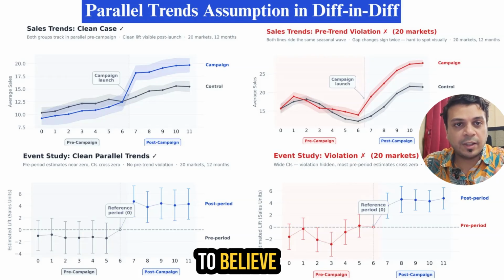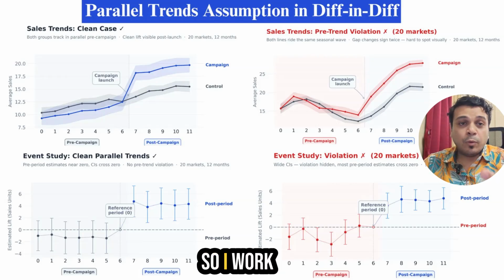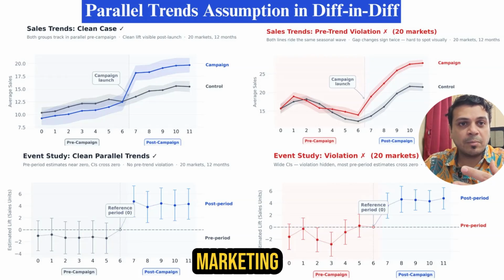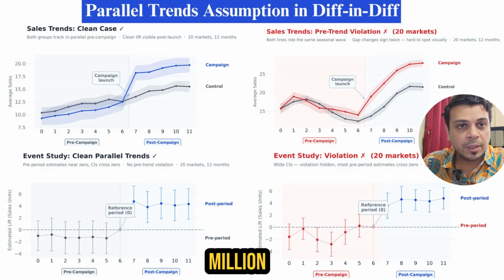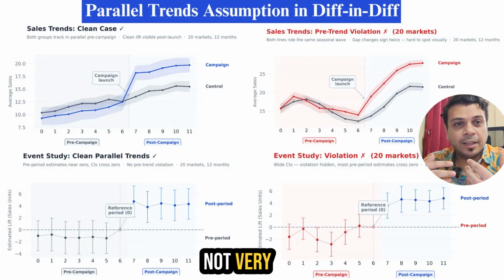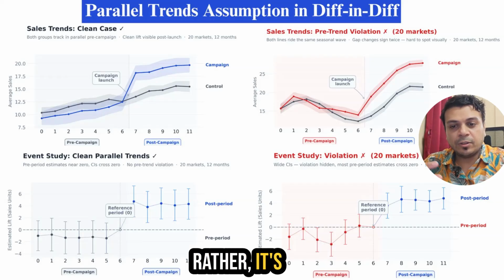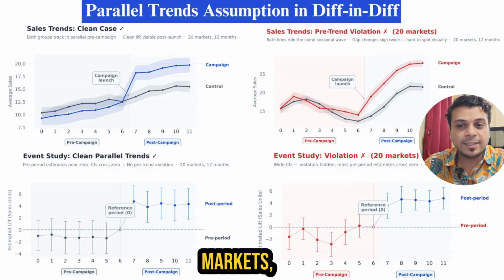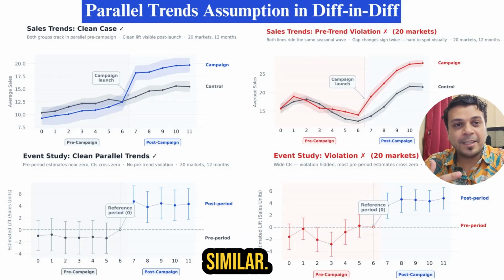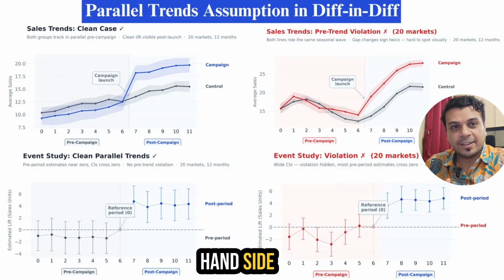One might be tempted to believe that these are parallel. So I work with a lot of real marketing projects, performance marketing projects, with brands spending up to $1 million a month. For these mid-market brands, and perhaps for any size brand rather, it's not very common to get control and test markets which are so similar in the pre-period, like it's given in the left-hand side chart here.